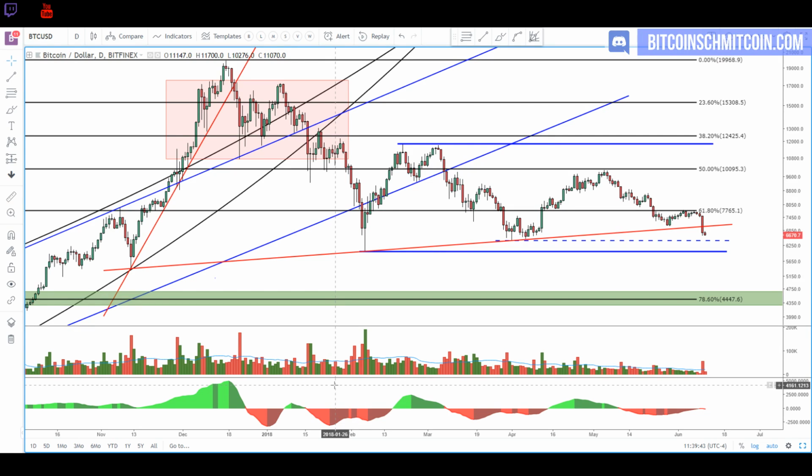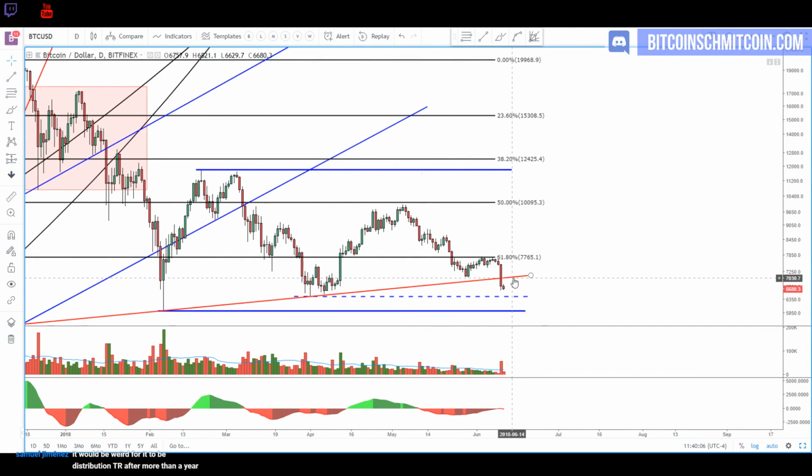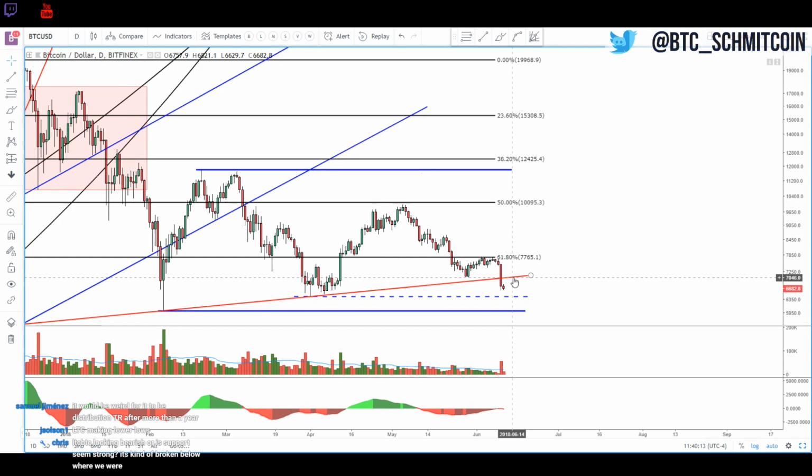From the perspective of the macro symmetrical triangle, we see the price target is around $50. The perspective of the macro symmetrical triangle is not $50. The price target from the symmetrical triangle would be, what is this? This is a $5,500 move. If we broke down from here, it would be somewhere in the 1 to 3K range. Definitely not $50. I don't know where you get that.